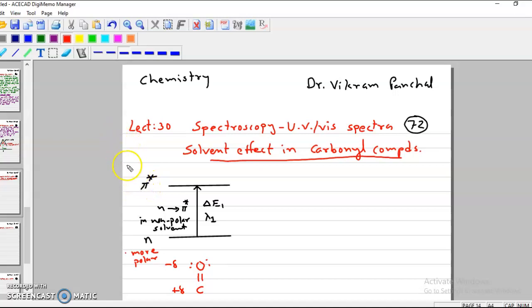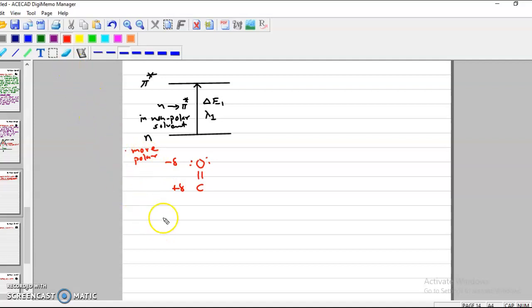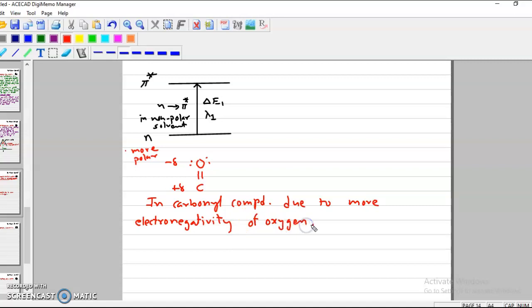Now, let us write something. In a carbonyl compound, due to the more electronegativity of oxygen, the n state, that means the n orbital, is more polar than the pi star orbital.